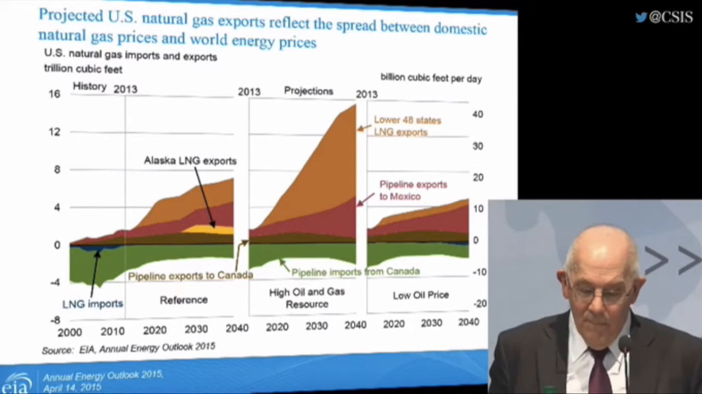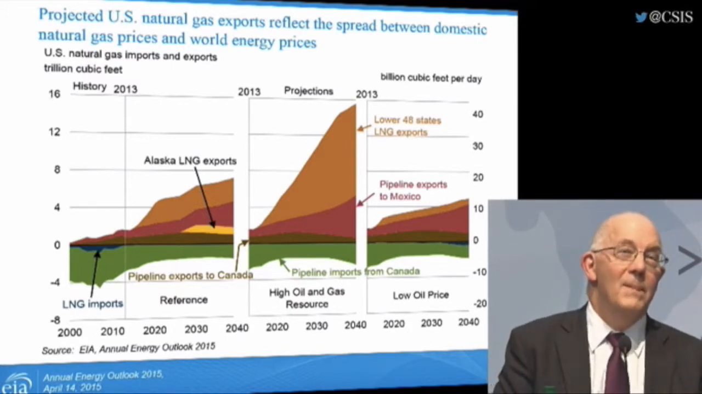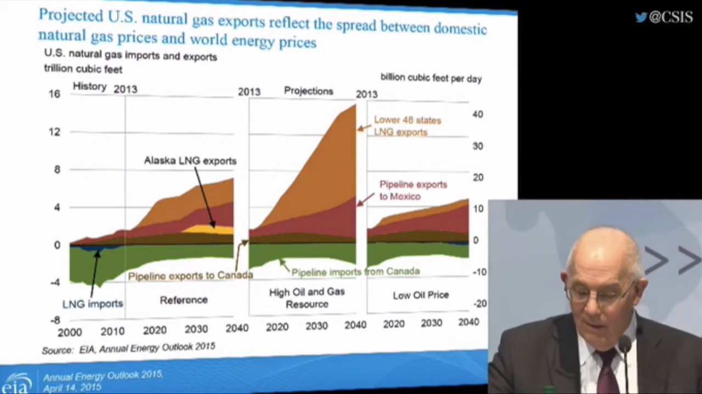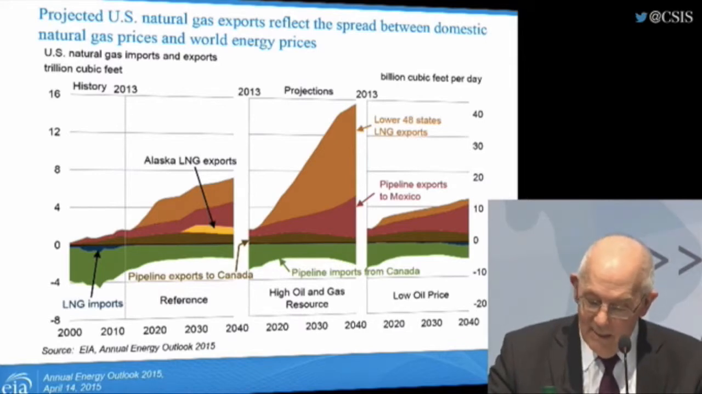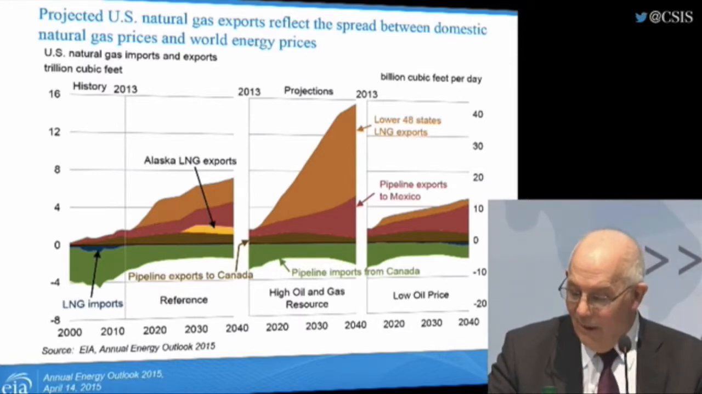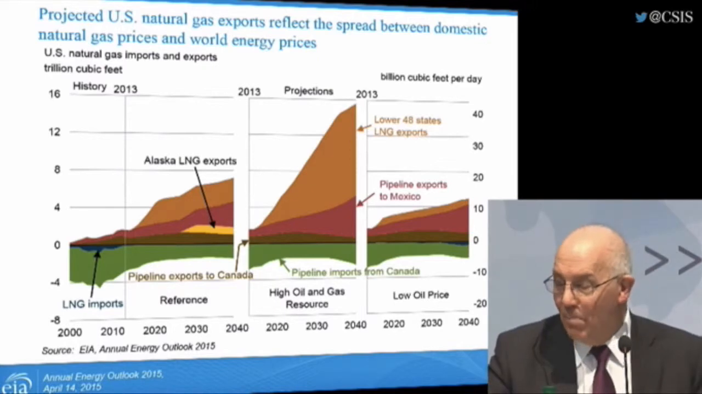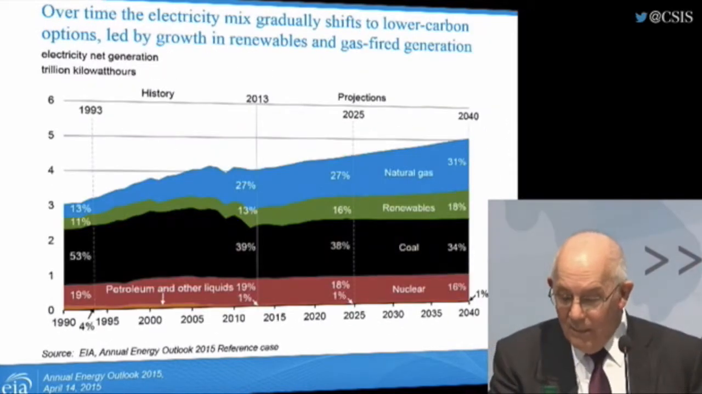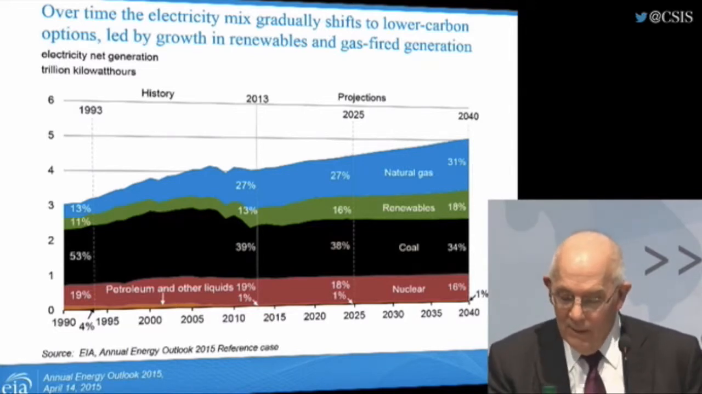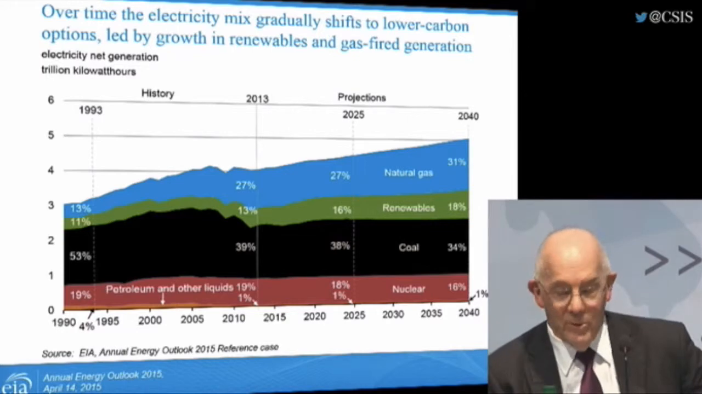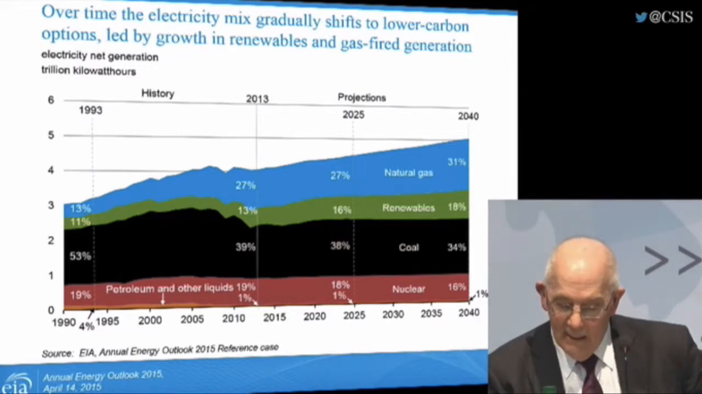One of the key differences across the cases is how much natural gas is exported from the United States, and that's going to depend very much on what U.S. natural gas prices are and what world energy prices are, basically that spread. The electricity mix, looking at this over time, shifts to lower carbon options. I mentioned in my introductory remarks that renewables and natural gas are taking the most market share in terms of generation.